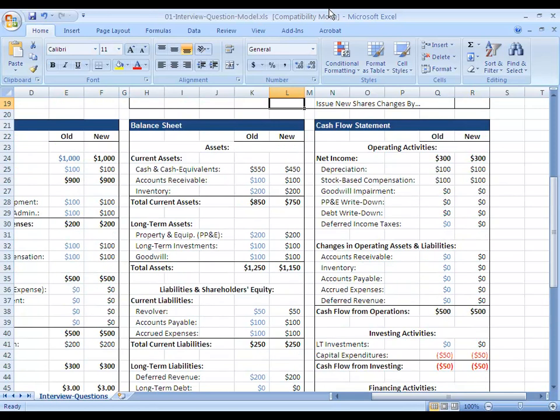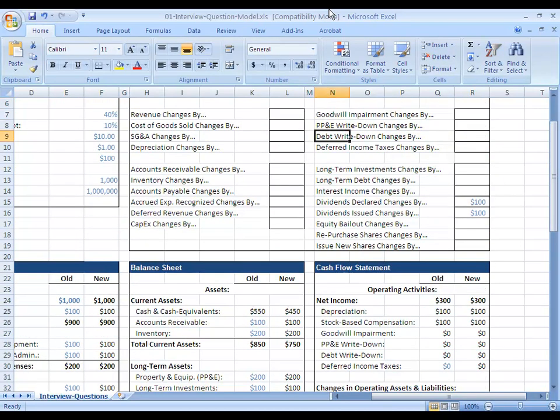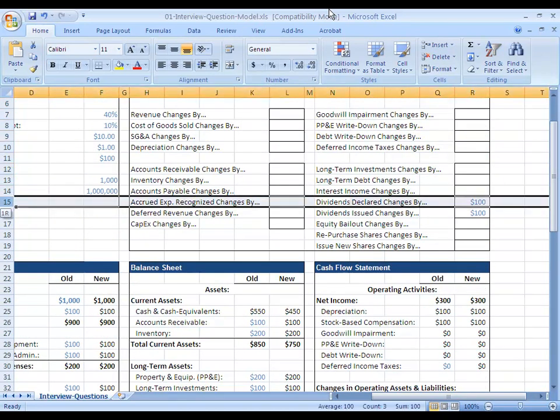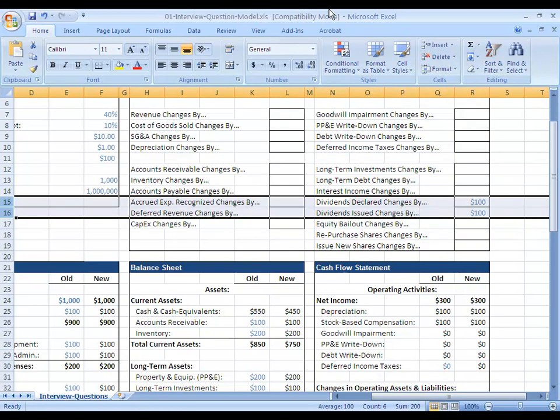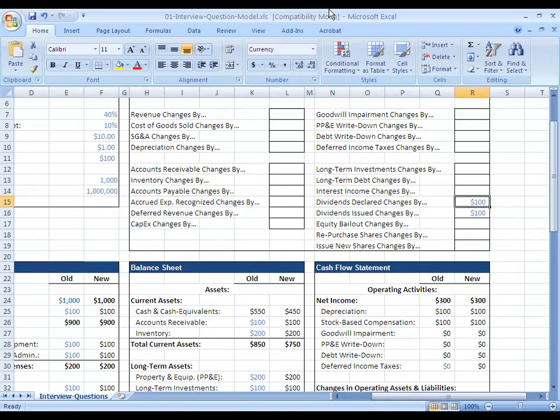If you want, you can modify the model so that it works properly. You can even get rid of this dividends declared line item if you want and just have dividends issued. But that's just something to be aware of. That's really the only thing that you need to be careful of when you're playing around with the numbers in this model and changing around some of them yourself. So I'll just delete these right now.